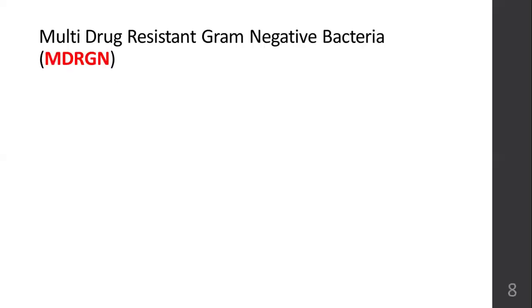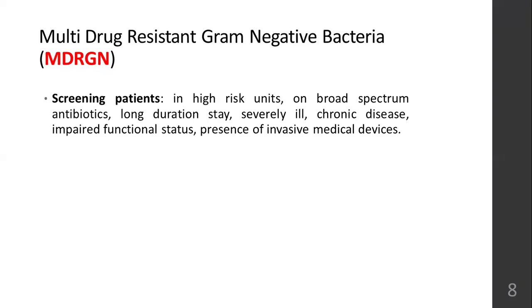Then multi-drug resistant gram-negative bacteria like ESBLs, plasmid-mediated AmpC, carbapenemases. These are the drug resistant gram-negative bacteria. So screening the patient, how do you find out these infections?